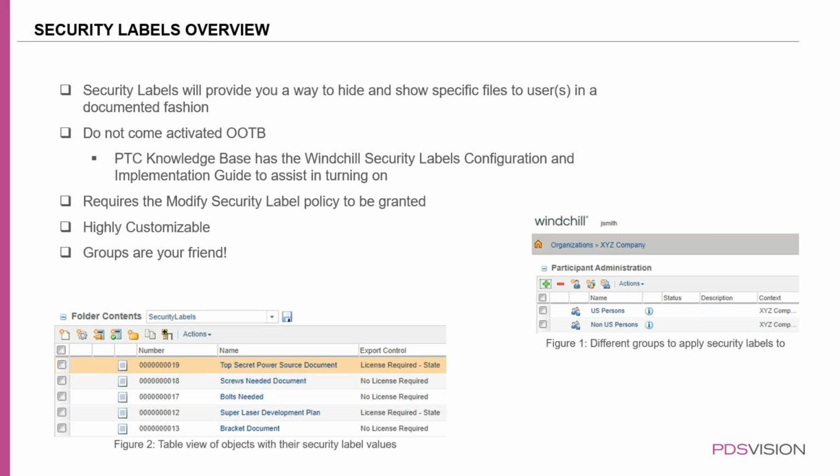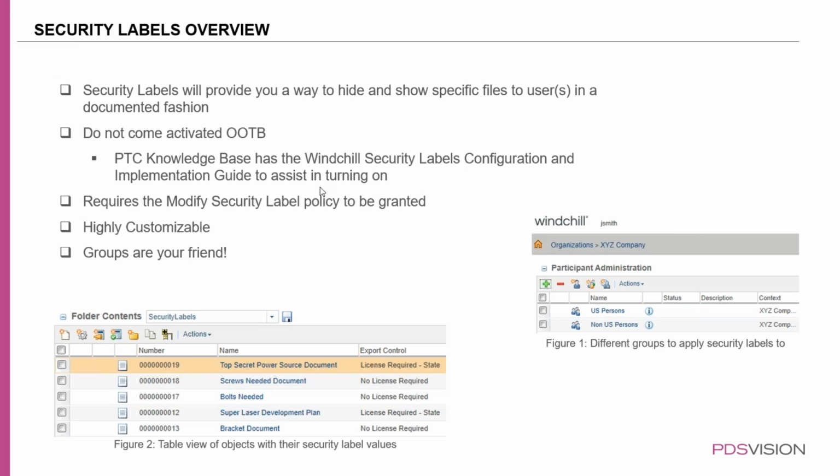So PTC does offer a Windchill Security Labels configuration and implementation guide that goes pretty in depth as to how to turn these things on. They do require systems level knowledge. So this is something that will require you having access to the server hosting your Windchill, and you're going to be editing things like XML files. So they do require you to take your time and turn them on and follow this guide.